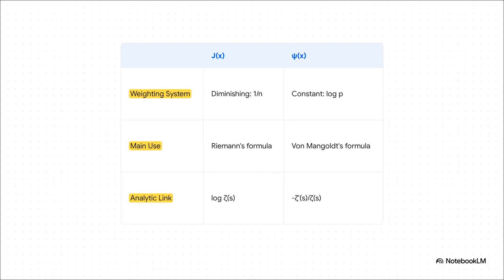And right here, this is the absolute core of the difference. J of x has that diminishing weight, while psi of x uses a constant one. This one little change has massive implications. It even changes how they hook into the legendary Riemann zeta function. As it turns out, the connection for psi of x is just mathematically cleaner, which is a huge reason it became the tool of choice for doing proofs.